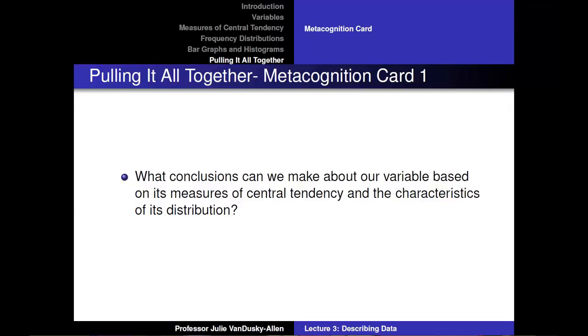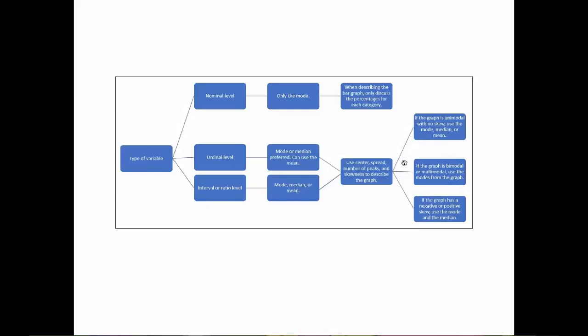In this section, I will summarize how to use everything you've learned in this lecture to describe variables. You can use this metacognition card to help you decide how to describe your variables. If you have a variable that is nominal level, you can only use the mode as a measure of central tendency. As you interpret the bar graph, you can only discuss the percentages for each category. For example, you can only say that a specific percentage of observations fit within the first category of the variable.